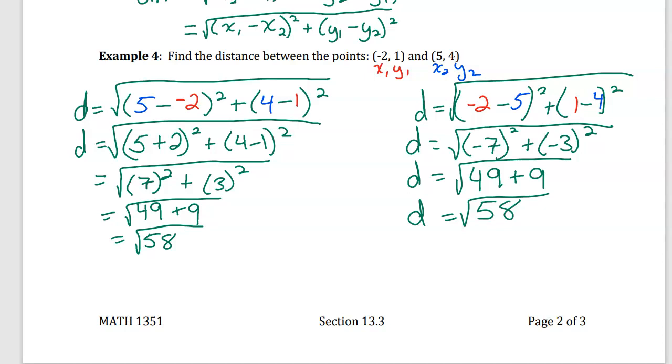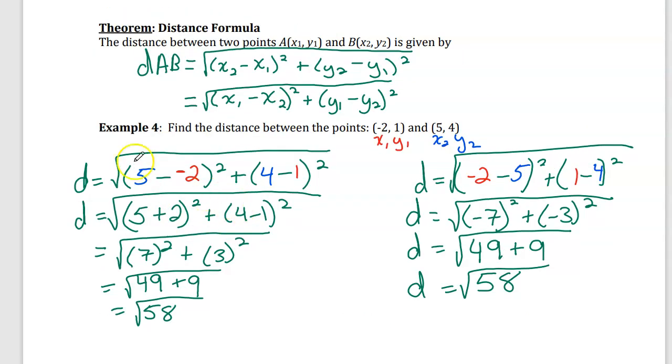So you just have to pay attention, making sure that the first values come from the same point, the second values come from the same point, and that you square both, and wherever you square, that you get positive values. And so practice some of the distance formula.